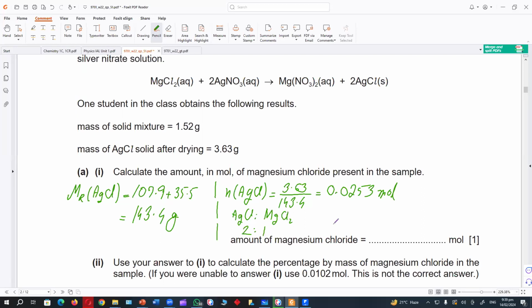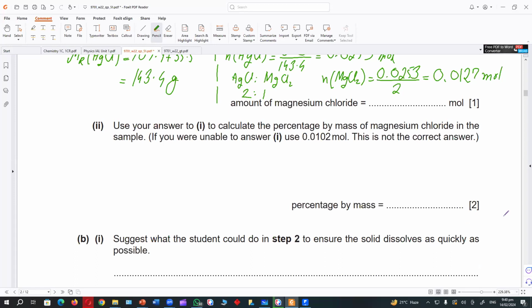So number of moles for MgCl2 is equal to 0.0253 upon 2. It will be 0.0127. 0.0127 mole. Yes. Okay, that's good.